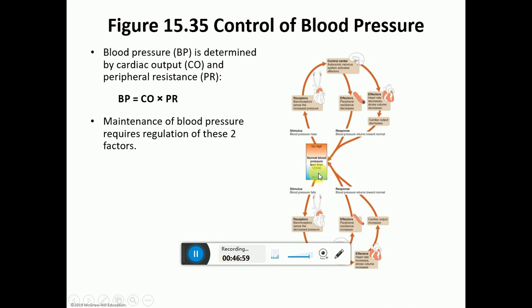Now, the other scenario would be low blood pressure, where, again, it is picked up by the baroreceptors in the aortic arch or in the carotid sinus. That is going to lead to sympathetic stimulation of the blood vessels, leading to their constriction, and sympathetic stimulation of the heart to increase the heart rate and cardiac output. And the action of both of these is going to increase the blood pressure back up to normal.